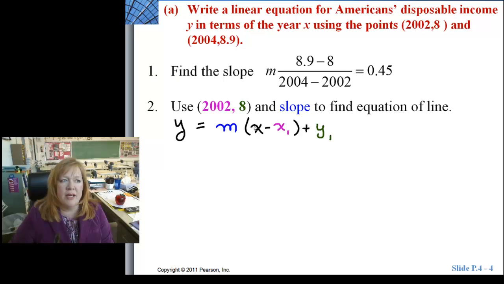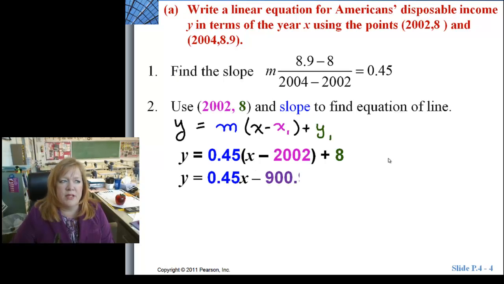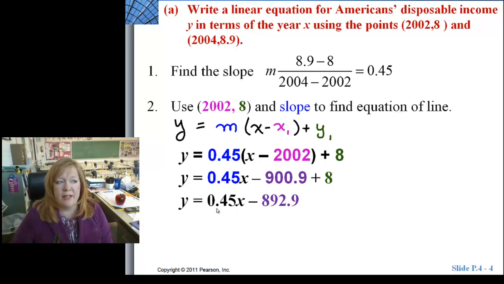So plug and chug into your point-slope form of the line. So we'd have y equals 0.45 because that was our slope from up here. 2002 comes from your x and 8 comes from your y. Multiply through your parentheses, because let's go ahead and make this as simple as possible because we're going to be doing some stuff with this equation. And combine like terms. So our final answer is y equals 0.45x minus 892.9. That's our model.